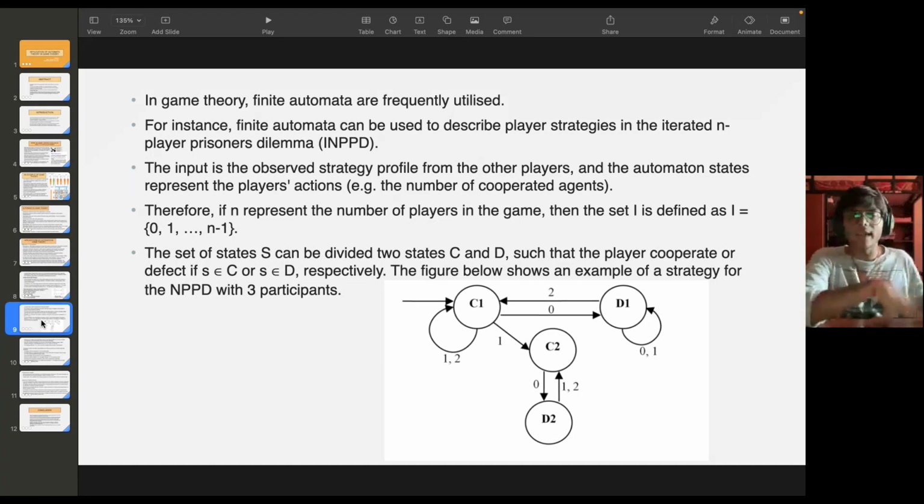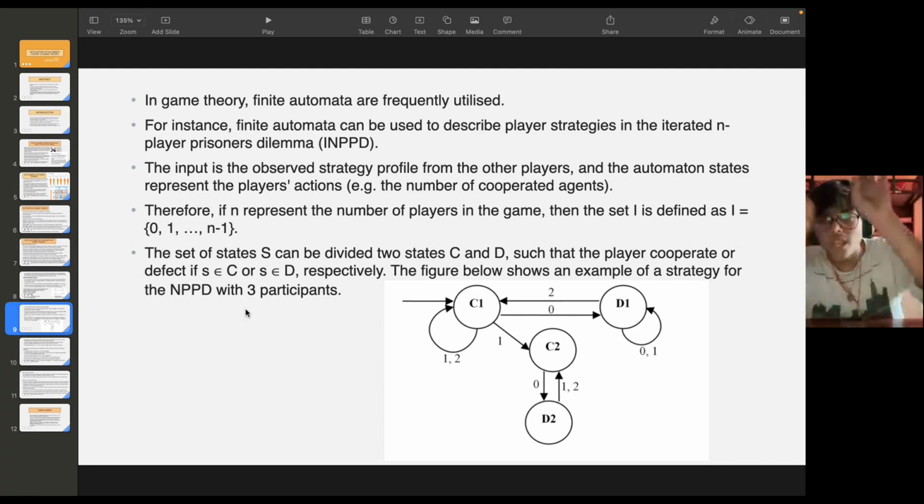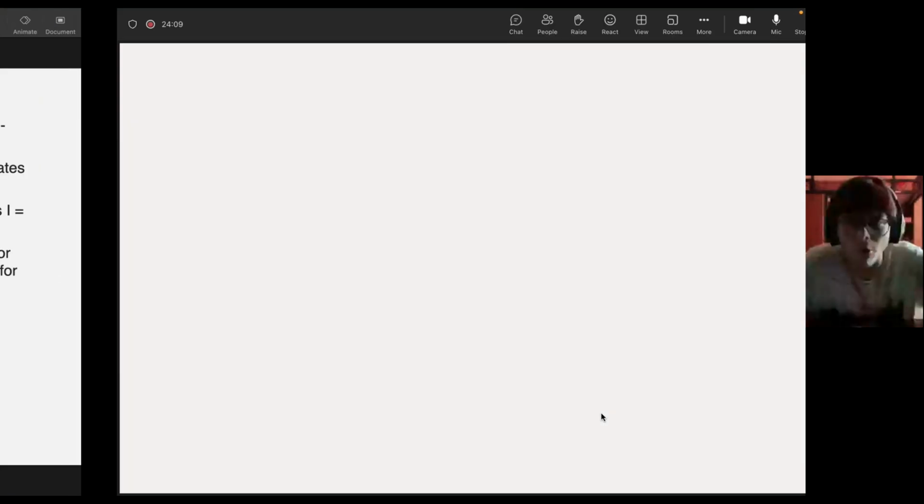The set S can be divided into two sets, C and D, such that a player cooperates or defects if S belongs to C or S belongs to D respectively. Now the figure below shows an example of a strategy of NPPD with three participants. If you have three participants, there will be four states. So here we can see the diagram, and I have even drawn it over here, right? You can see it.